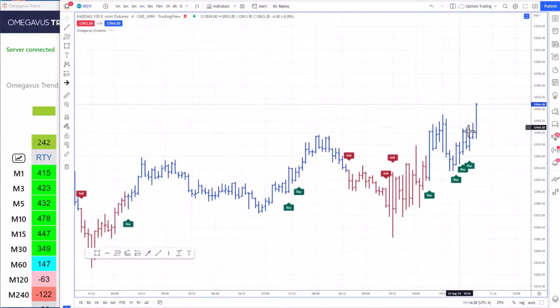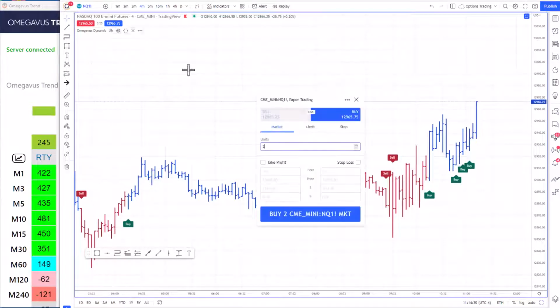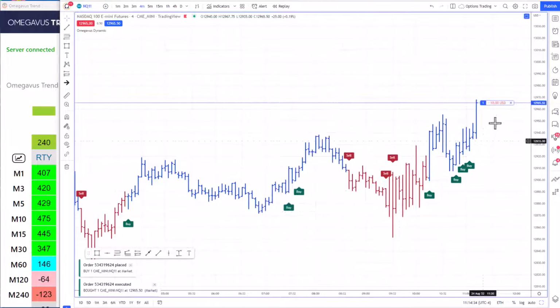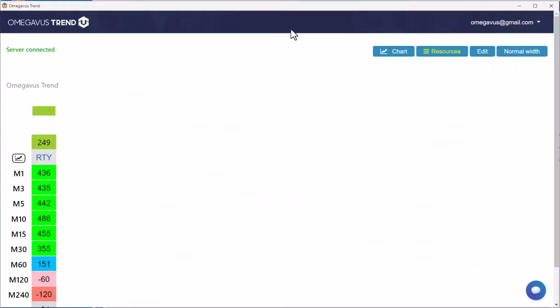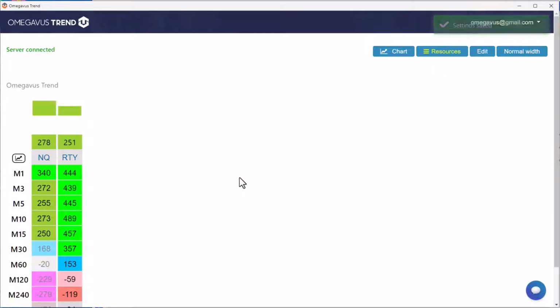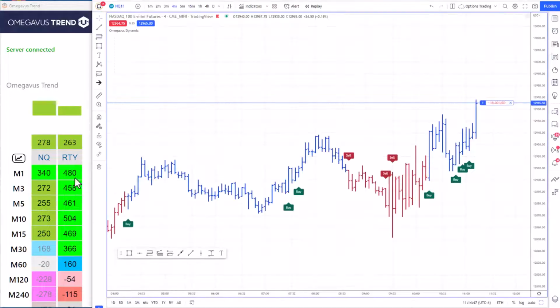Let me turn this on nicely. I'm going to place only one right there and say, you know what? Now they're moving ahead, and you're blindsided because you don't have it in here. So let's just add it. Go to edit, enable NQ, click save. And guess what, guys? Now we have the NQ fully aligned. I can trust it.